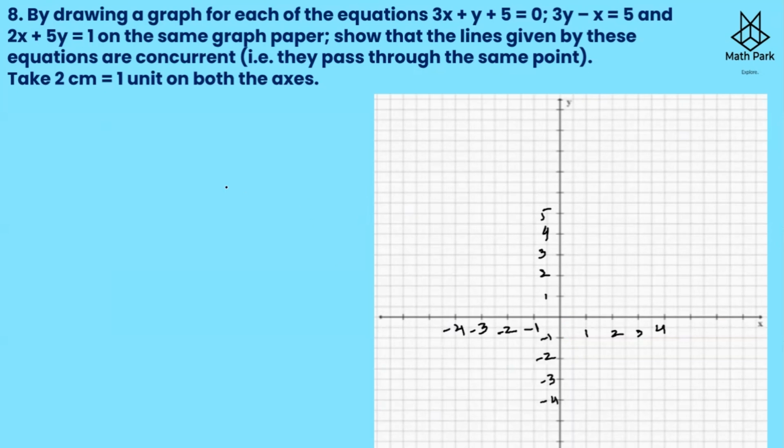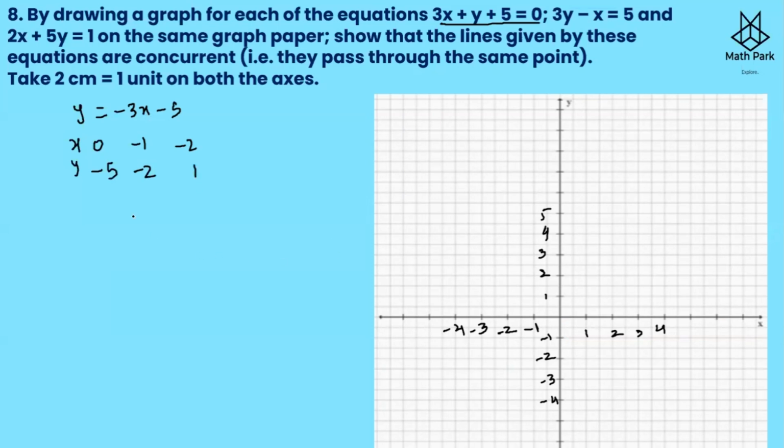So let's take the points for the first line, which is 3x plus y plus 5 is equal to 0. Let us keep y the subject. Y is equal to minus 3x minus 5. Let us take the points x and y. So if x is 0, you get y is equal to minus 5. If x is minus 1, minus 3 times minus 1 is positive 3, 3 minus 5 is minus 2. If you take x is equal to minus 2, minus 3 times minus 2 is positive 6, 6 minus 5 is 1.